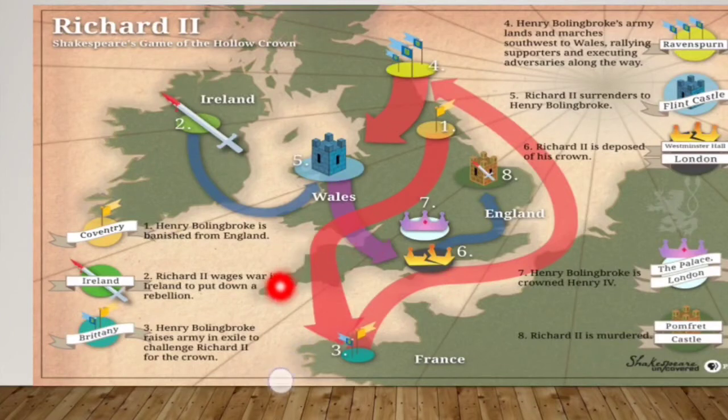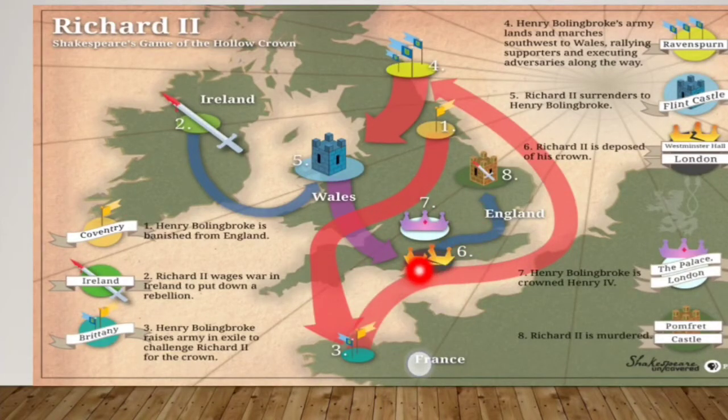Now, the third action takes place in Brittany, here in France. Here, close to France, in Brittany, Henry Bolingbroke raises an army in exile to challenge Richard II for the throne. So here in France, he was exiled from Britain, the mainland. So here in Brittany, Henry Bolingbroke raises an army in exile and he challenges the throne.